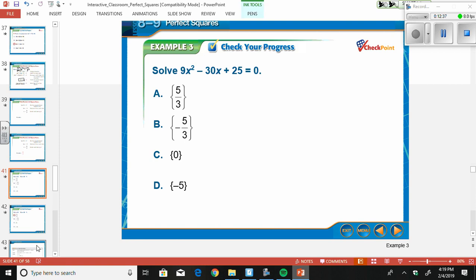Solving one on our own, they don't have anything in common. I do see that 9x squared can be 3x quantity squared. 25 can be 5 squared. So 3x times 5 is 15x times 2 is 30, so it seems to work out. It has a subtraction in the middle, so I would say we have 3x minus 5 quantity squared.